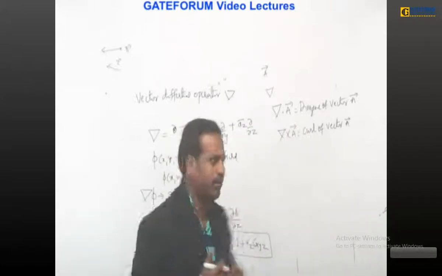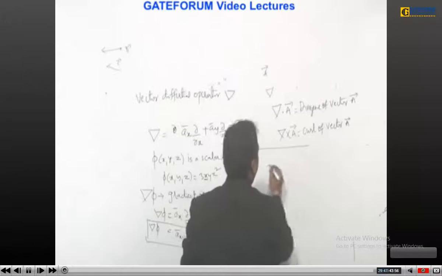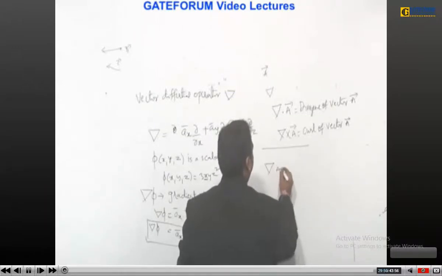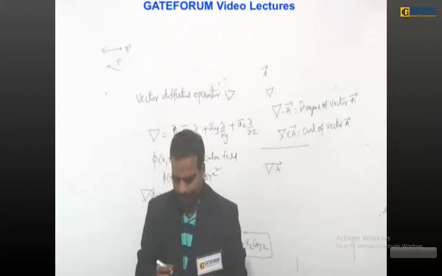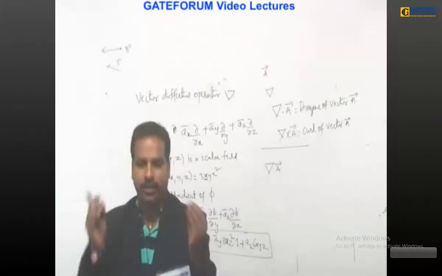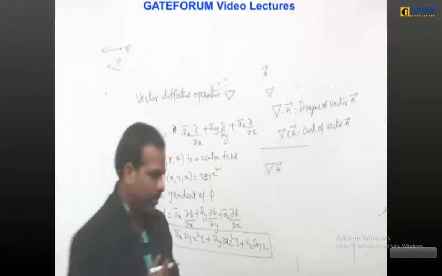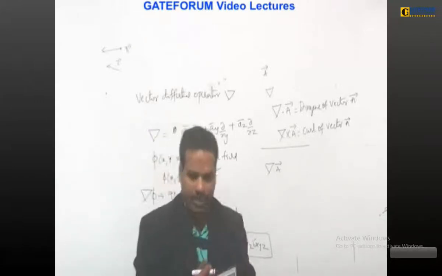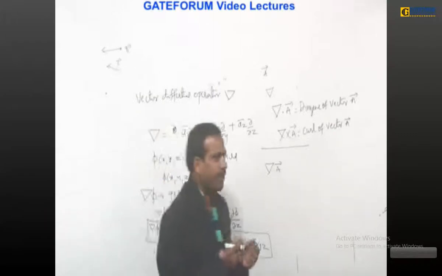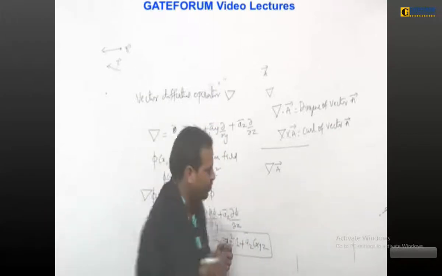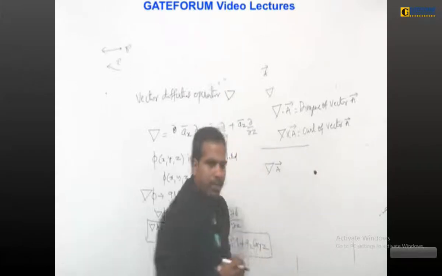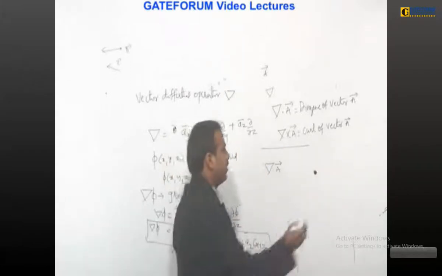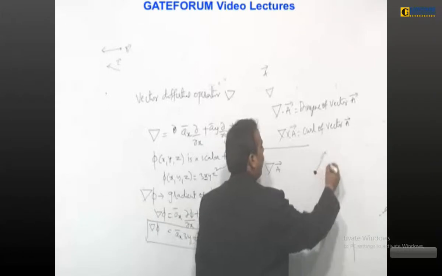But let us consider the first term, del dot of A bar, which we are calling the divergence of a vector. What is the physical meaning of divergence? What is the general meaning of divergence? Let us assume there is a point source of light like this. When it is illuminating light, the light can travel in all directions.